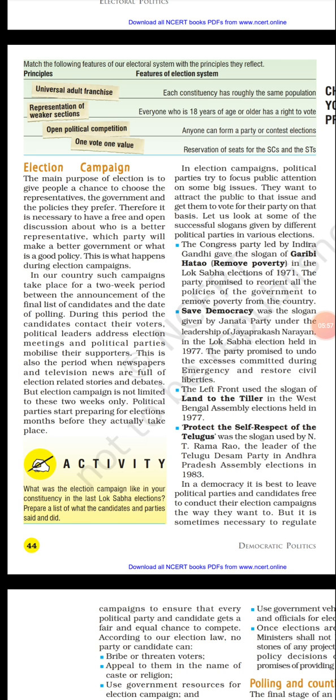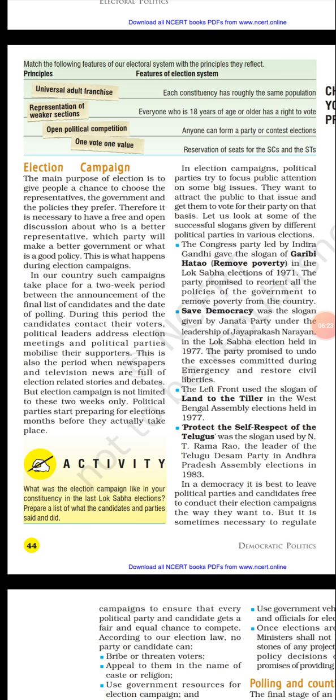They include rallies and meetings. You must have seen some rallies, right? The political parties' rallies: give me your vote, I'll give you this, I'll bring development, I'll make a government school, I'll reduce fees. That is called the election campaign. The political leaders do this election campaign. So here are a few examples of the election campaign.